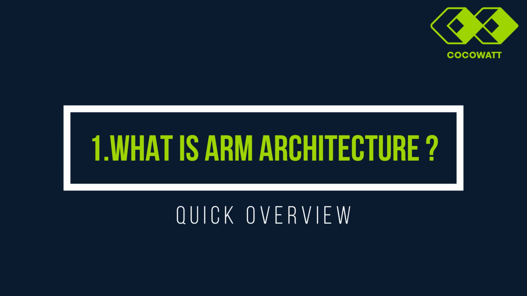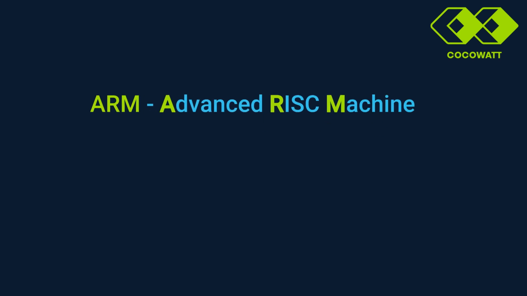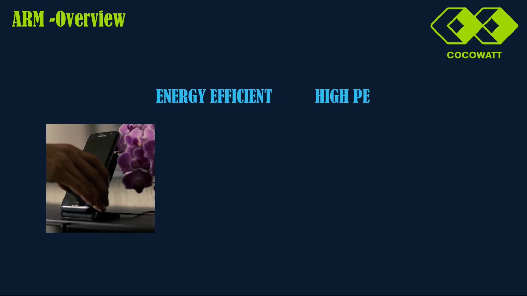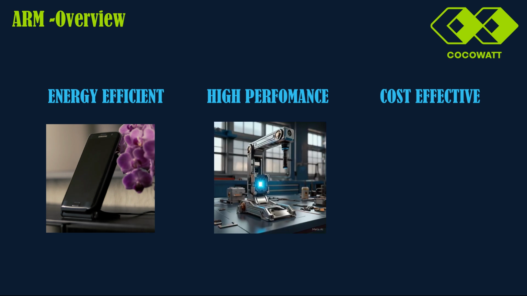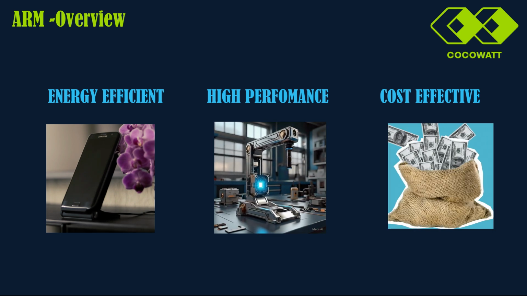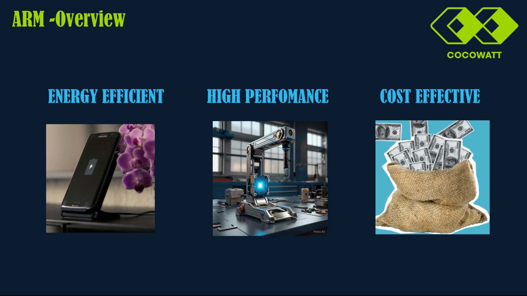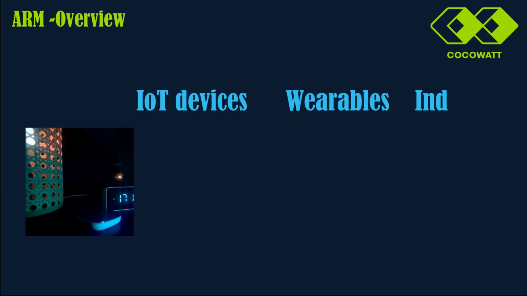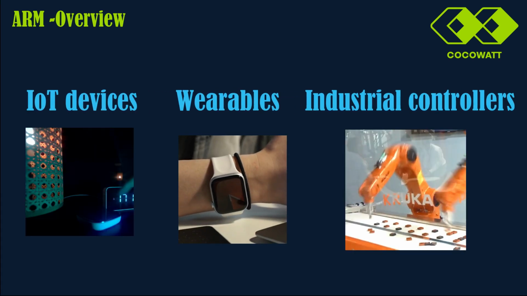Let's begin with a quick overview of ARM architecture. ARM stands for Advanced RISC Machine, and it's a type of processor architecture used in many microcontrollers and microprocessors. ARM processors are known for being energy efficient, high performance, and cost-effective, which makes them ideal for embedded systems like IoT devices, wearables, and industrial controllers.